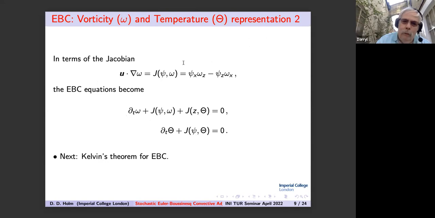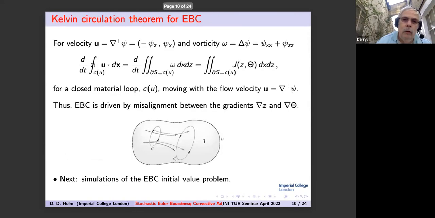Okay, so if the Jacobian comes naturally into the transport term, then the Euler-Boussinesq equations become just all written in Jacobian form. The Jacobian form tells you you're doing something very geometrical. I mentioned we have a Kelvin's theorem.